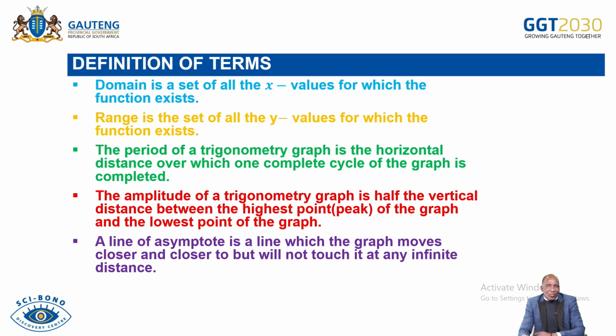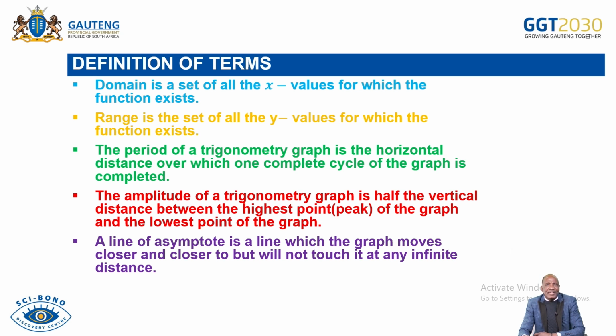What did we say is domain? Yes. Domain is a set of all the x values for which the function exists. And then range is the set of all the y values for which the function exists. So when we talk of domain, you focus on the x axis. When we say range, you focus on the y axis.